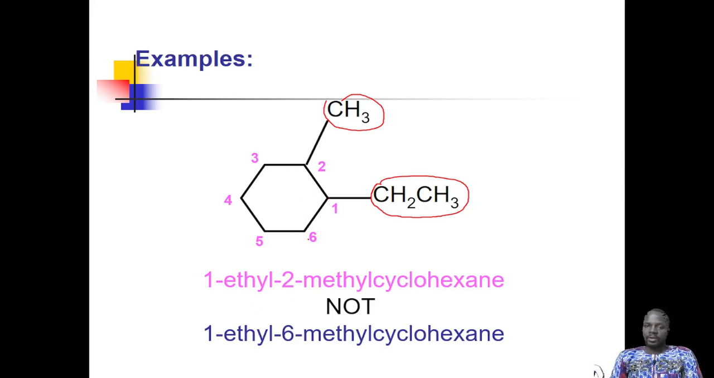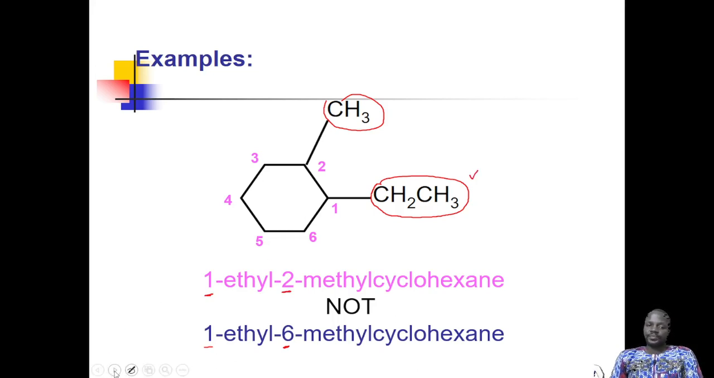If you have labeled 1, 2, 3, 4, 5, 6, this is very long because 1 and 6 are farther apart from each other. So please keep that in mind. 1-ethyl-2-methylcyclohexane is the correct name for this cycloalkane.